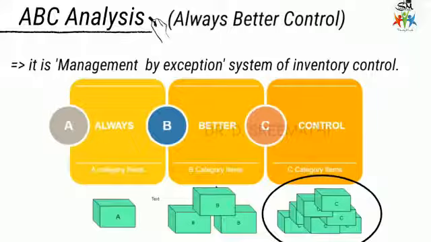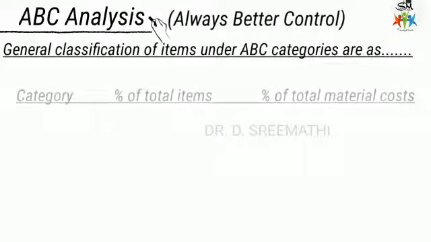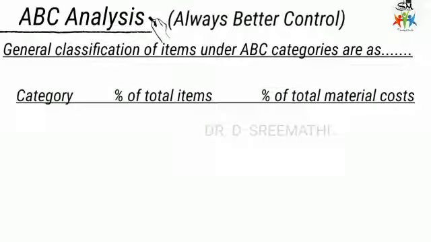So here we can see the general classification of the items under ABC categories with one table. This table consists of three columns: category, percentage of total items and percentage of total material cost. See here A, that is materials A, the percentage of total items is only 5 to 10% only, but the total cost of the material goes to 70 to 80%.